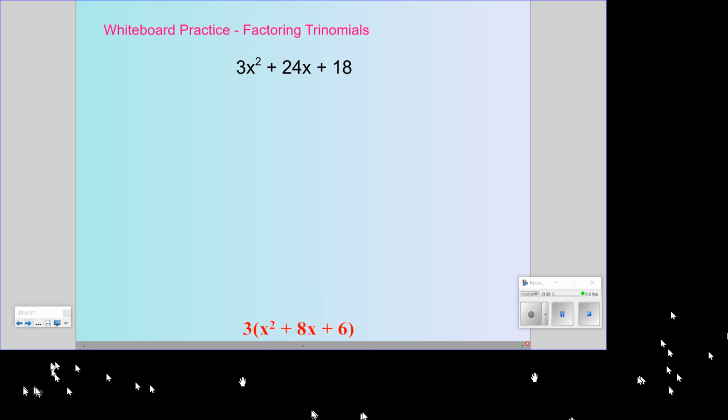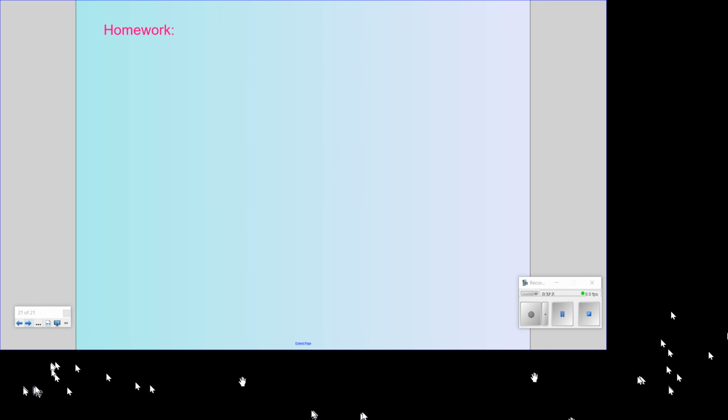Okay, the GCF came out of this one as 3, so it's not prime. However, what's left inside did not go further, so you stop, and this is your final answer. And that is it for our lesson.